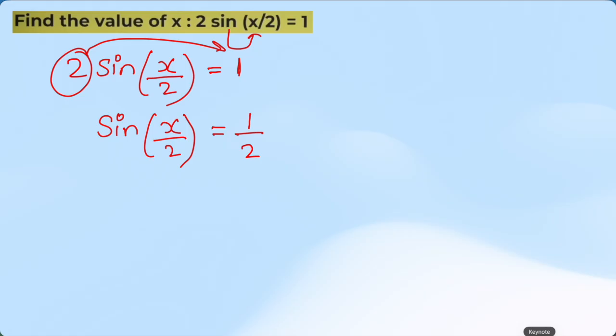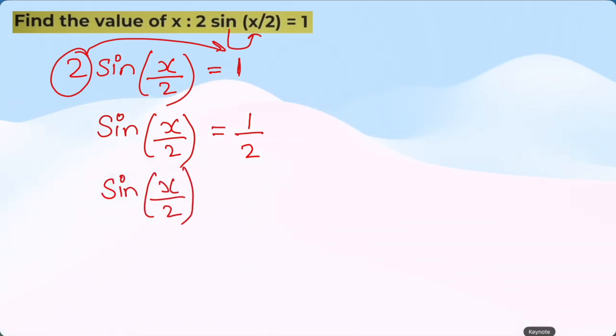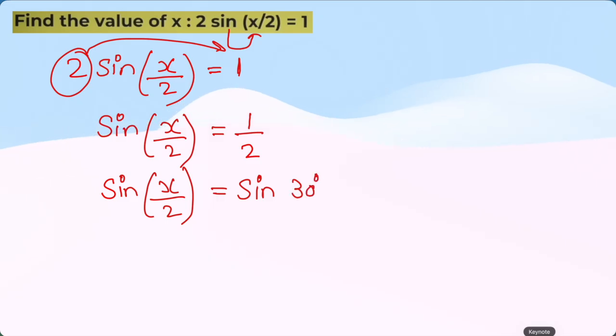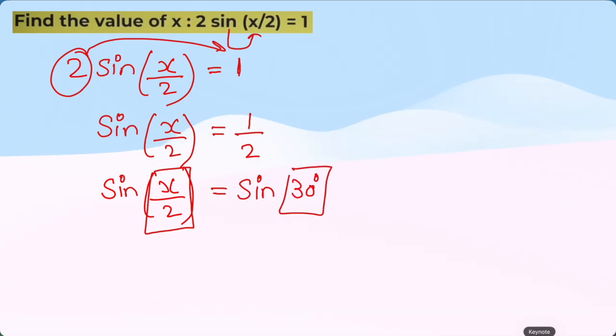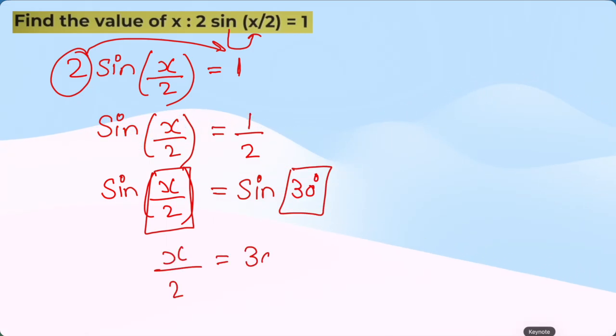Now again we have to find that angle of sine which gives me 1 by 2. Just remember that chart. 1 by 2 was for the 30 degree. Good. So sine x by 2 equals sine 30 degree. Again, we can't cancel out sine and sine. This x by 2 I have to compare with 30 degree. So x by 2 equals to 30 degree.